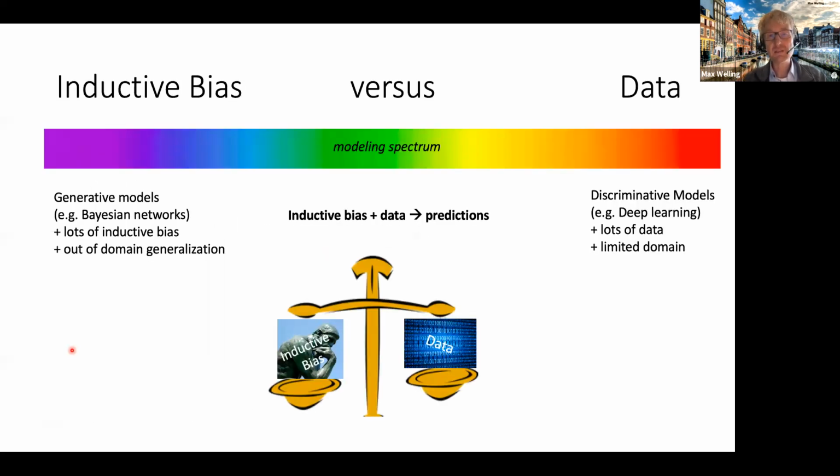So let's first discuss the very core of machine learning. It's one equation. It says that you combine inductive bias, basically expert knowledge, together with data to make better predictions. But there's a modeling spectrum. On one end of the spectrum, we have generative models. You can think of them as models which are loaded up with inductive bias and lots of domain generalization, which I'll discuss more. On the other end, we have discriminative models, mostly deep learning, where we need lots and lots of data to train them, and they have a limited domain in which they function.